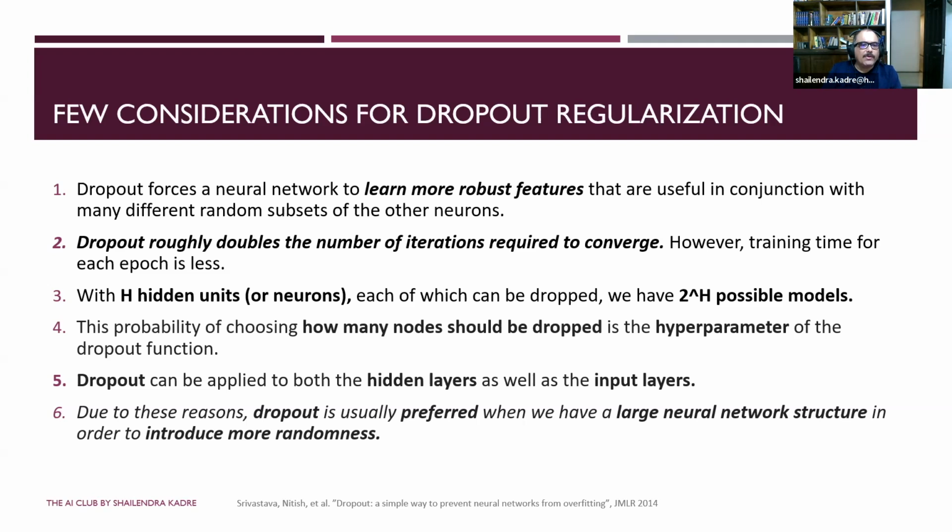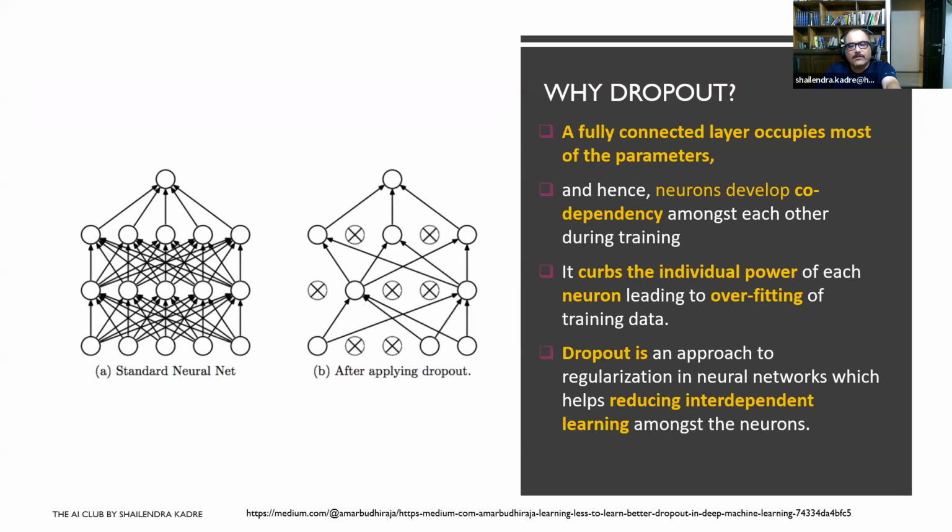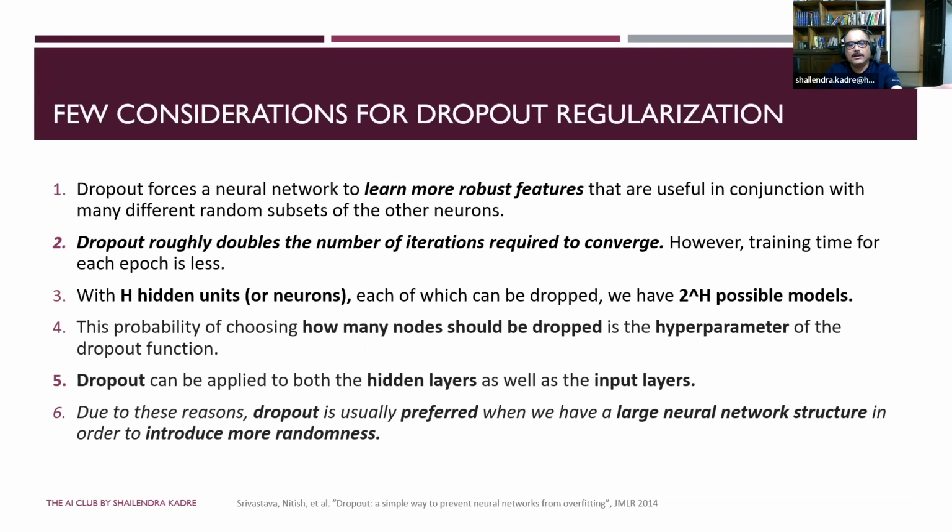Let us go to point number 4. The probability of choosing how many nodes should be dropped is the hyperparameter. As I told, how many neurons should be dropped? Like here we have dropped 7 neurons. How many neurons should be dropped is a hyperparameter of the dropout function.